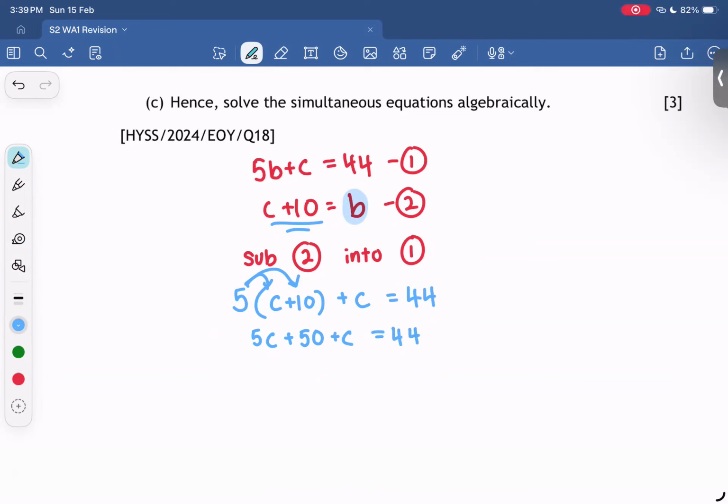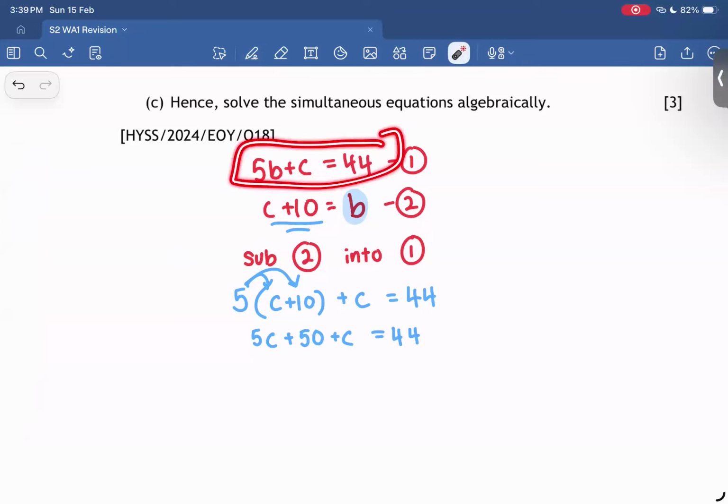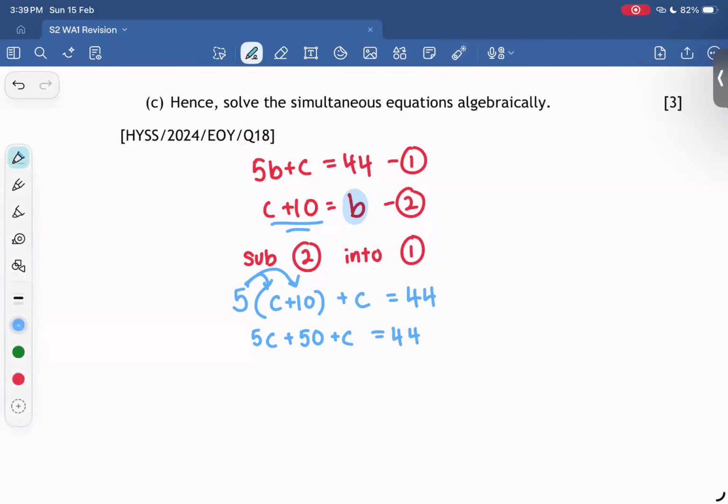All right, so let me just double check. Yep, that's about it. Okay, so over here, let me see. Did I do any careless mistake? Looks correct. 5B plus C. So B is C plus 10. Yep, that's about it. So I will have 6C equals 44 minus 50. Let's double check, 44 minus 50, that is minus 6. So 6C equals minus 6. This means that C is just -1.